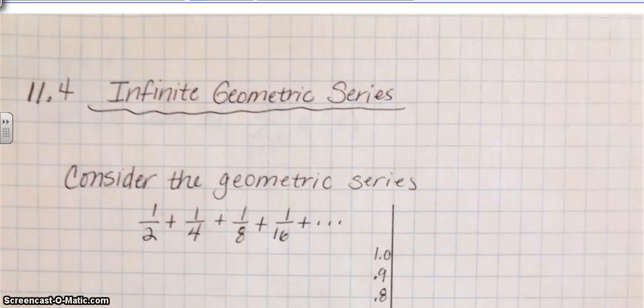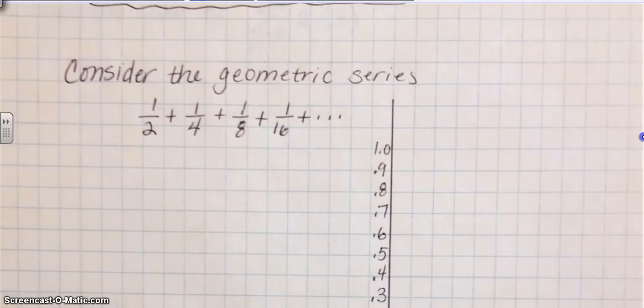So let's consider this geometric series. This is very similar to the problem that I just talked about. In order to get somewhere, you need to walk halfway there. Then you'd walk half of that distance, which is a quarter, another half of that distance, which is 1/8, and so on. So let's just graph this and see what happens.